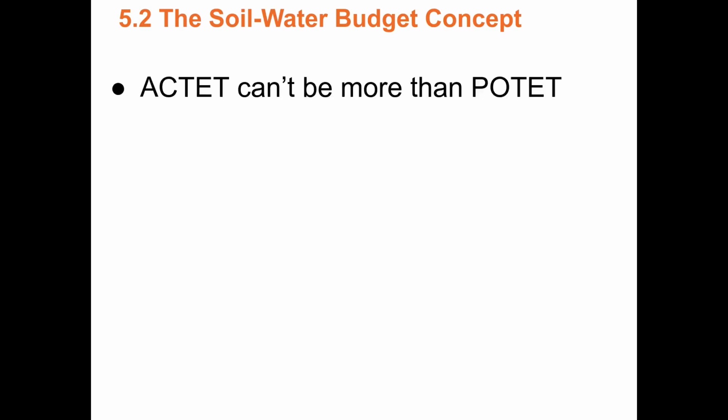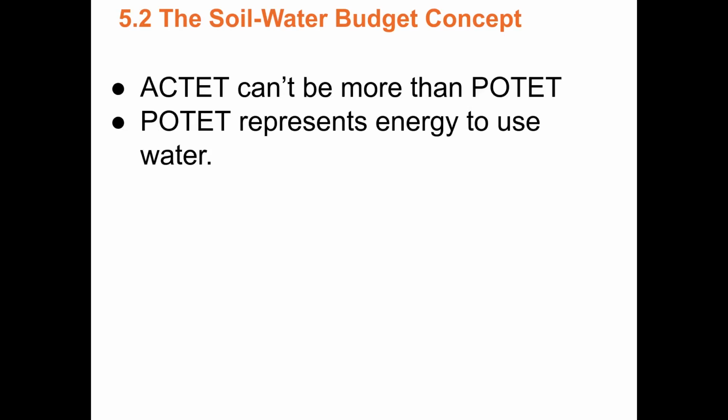Let's go over some rules of thumb that'll help you calculate these. Number 1, actet can't be more than potet. Potet represents energy to use water. So if you have enough energy to use 4 inches of water, but you have 6 inches of water, only 4 inches of water are going to get used because that's all the energy that exists to use water. Number 2, if you have a deficit, you can't have a surplus. If there's a deficit, that means that you ran out of water. There was more energy to use water than you had water. Therefore, you've probably used up all the water in the soil, so there's no way that you've then filled up the soil to the point that it's overflowing with water. So if you have a deficit, you can't have a surplus.